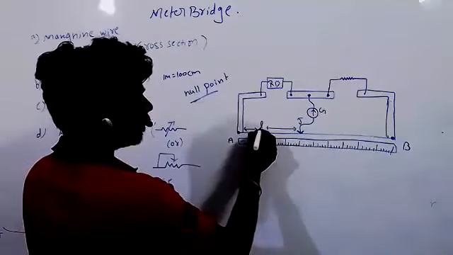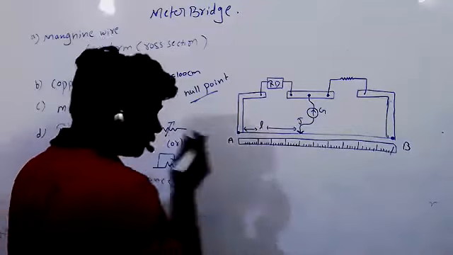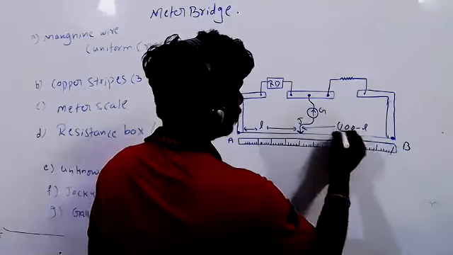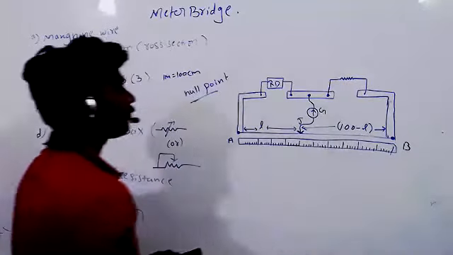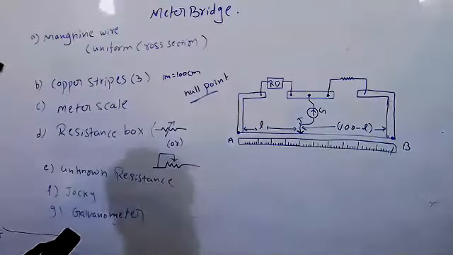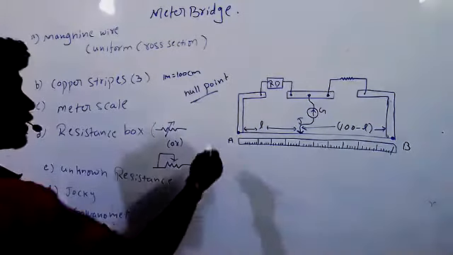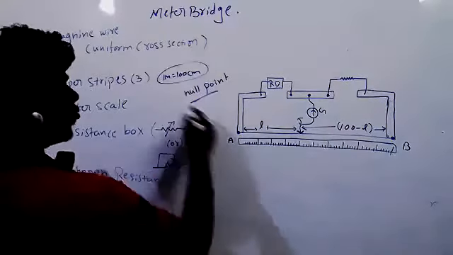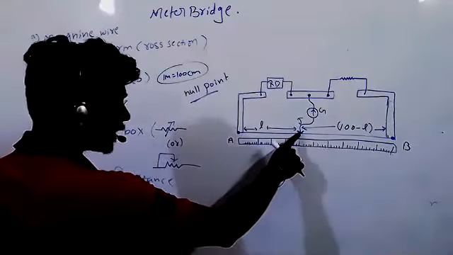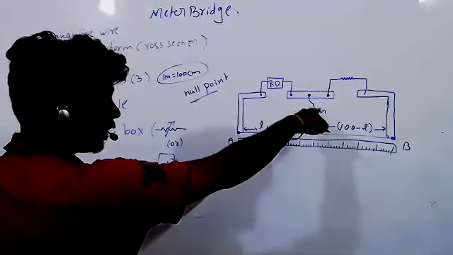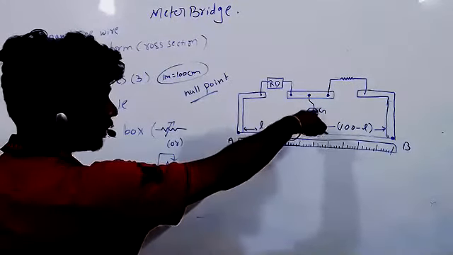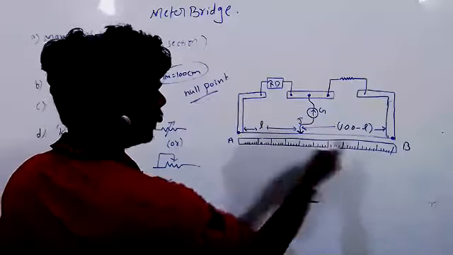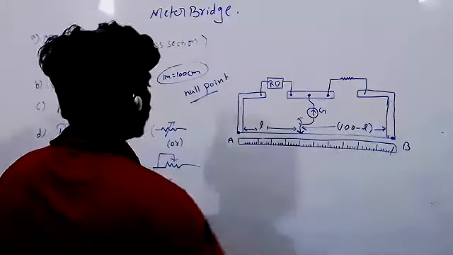So if you take it as L, the remaining will be 100 minus L distance. Total length is 100 centimeters. I have taken a 1 meter wire. At L distance, it is showing null. The galvanometer shows no current passing through it. So that is L. How much part will remain? Total is 100. Here L, and 100 minus L will be there.